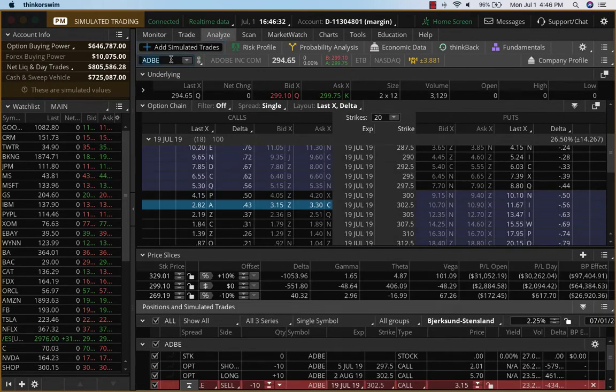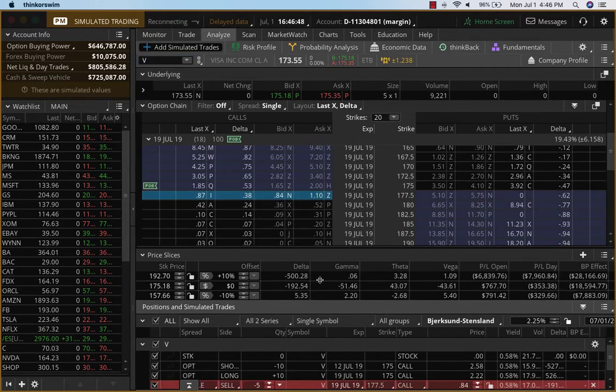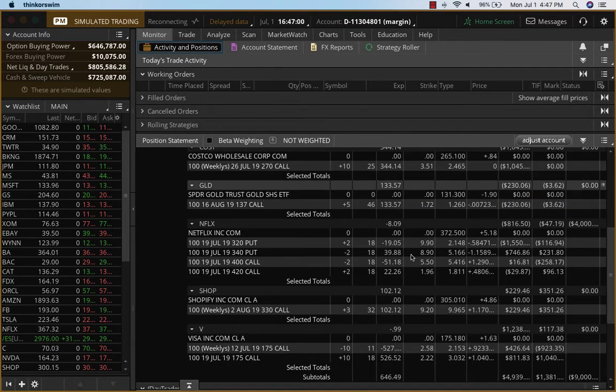If you go to Visa, what we have is the 19th July expiry. The 175, 180 call. The 180 call is going for about 36 cents. That's not a whole lot. So what we want to do is sell the 177.5. This way, we'll get about 90, 95 cents on this, and we'll have a very good debit spread going. This will have a pretty good profit potential as Visa goes up. So that's what I'm planning for all of these.